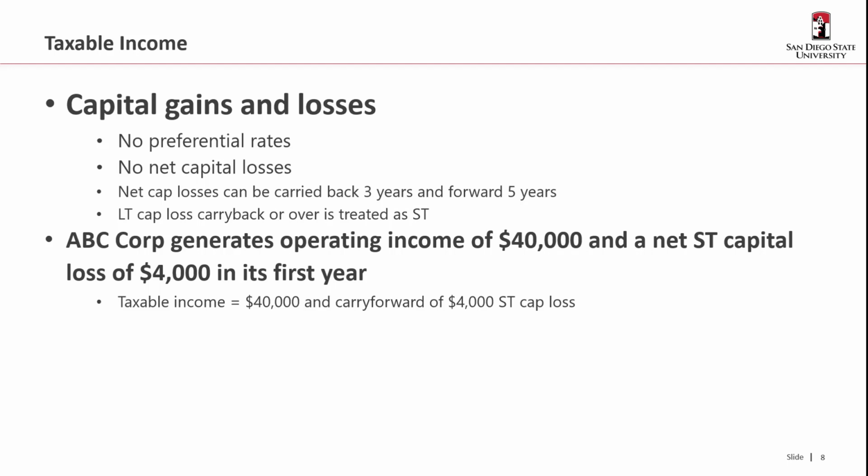So if ABC Corp generates operating income of $40,000 and a net short-term capital loss of $4,000 in its first year, well, because it's in the first year, it cannot carry it back. But it also cannot deduct it. So what that means is that ABC Corp's taxable income is $40,000, and it will carry forward that $4,000 worth of capital loss and treat it as a short-term capital loss for future periods.